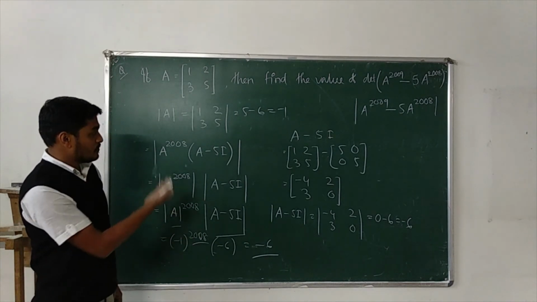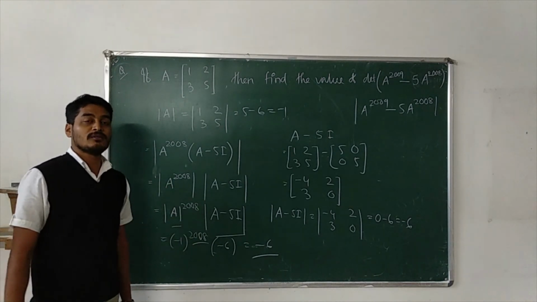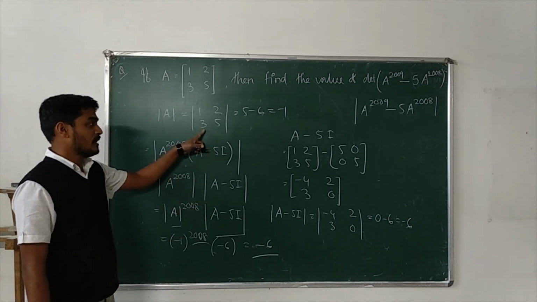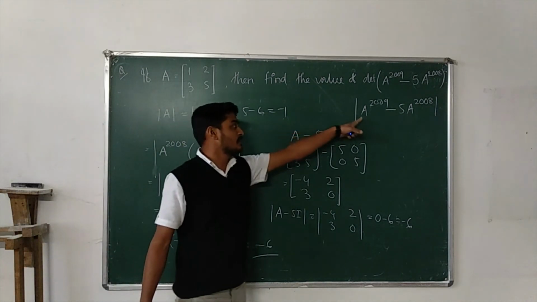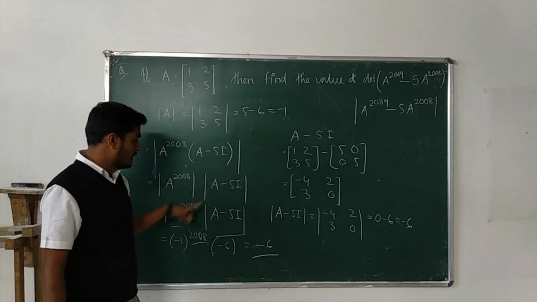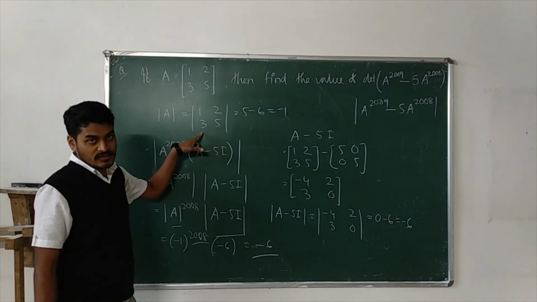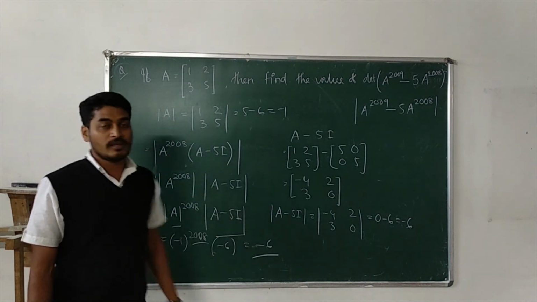But after having the proper procedure, you can easily find out the answer. But procedure is required. Very simple. First of all, we have tried to simplify this one, 2008. Then applying all those properties of determinant. Determinant of A is required, so we have to find it first. So putting all those values, we have got the answer.